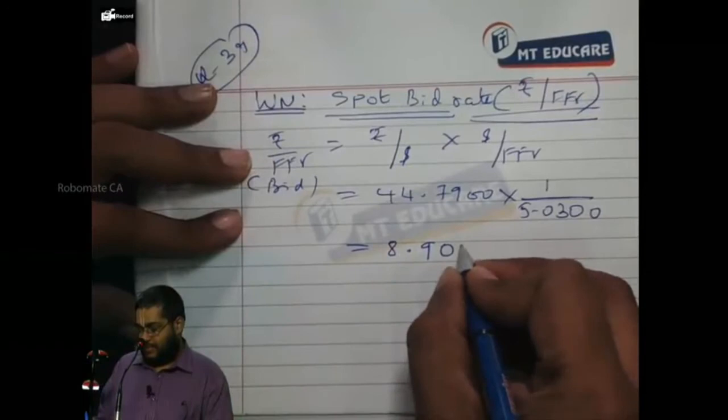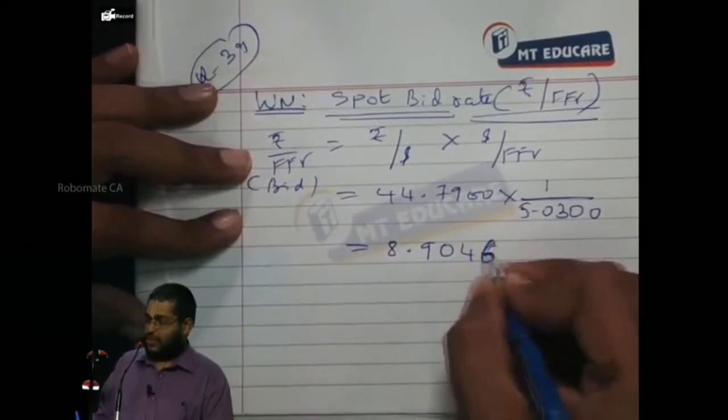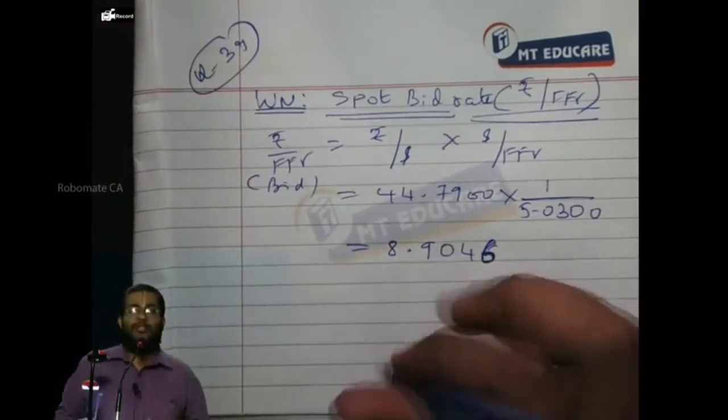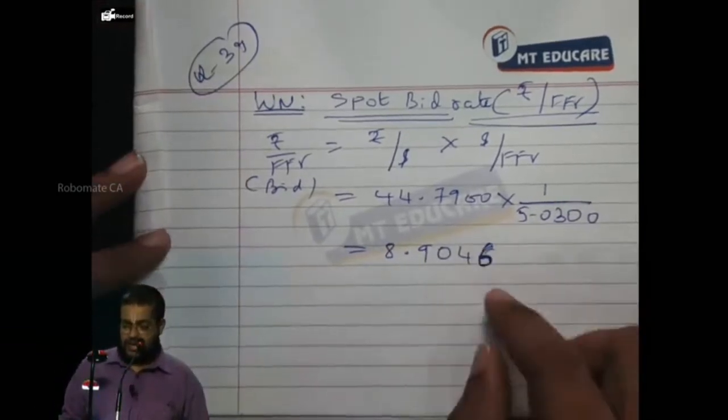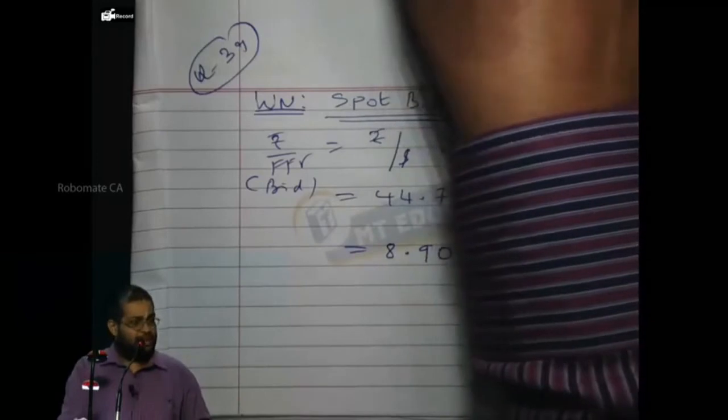8.904. You can round off also to 2 decimals. Can I proceed or not? Up to this, I think you're all doing along with me or not? Yes or no? Can I proceed further in the slide?